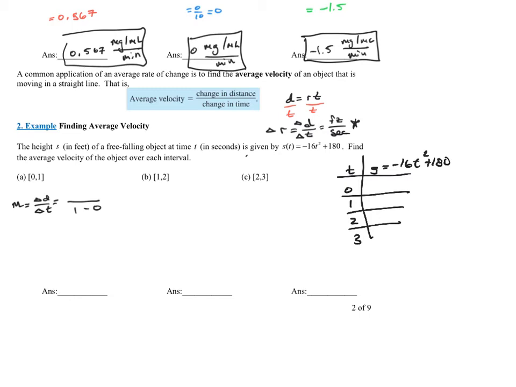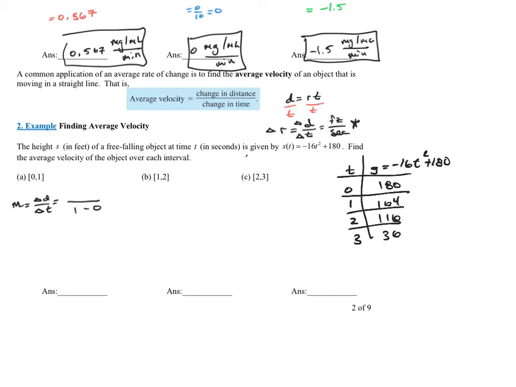When I plugged in 0, I got 180. When I plugged in 1, I got 164. When I plugged in 2, I got 116. I still need to plug in the number 3, so I hit 3 and enter, and that's the number 36. That's going to give me my y values for this entire problem. So that's going to save me a lot of time.